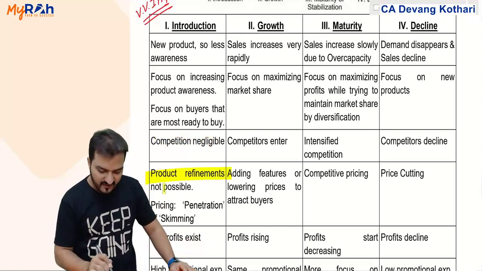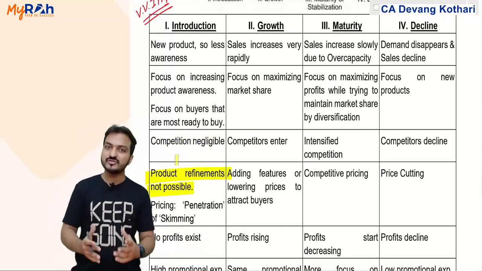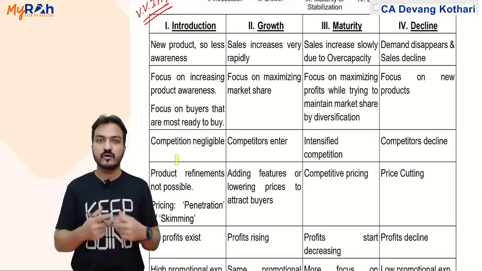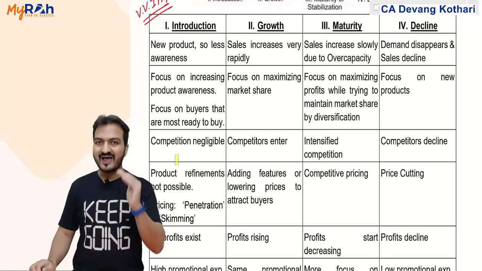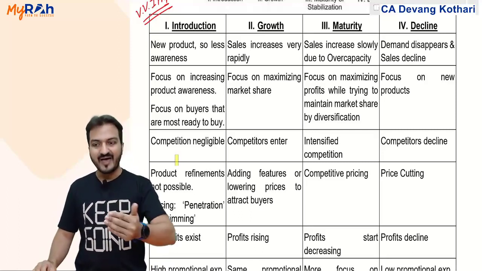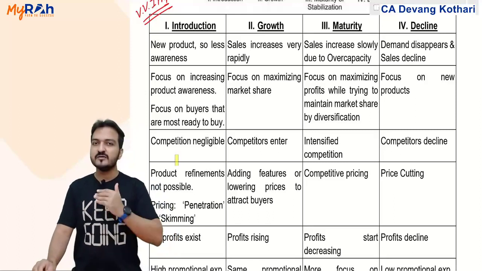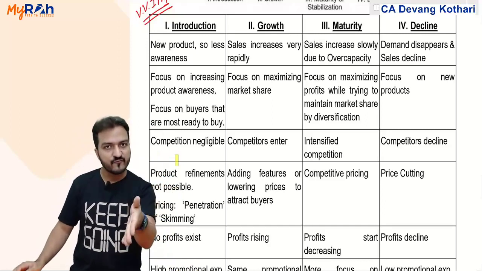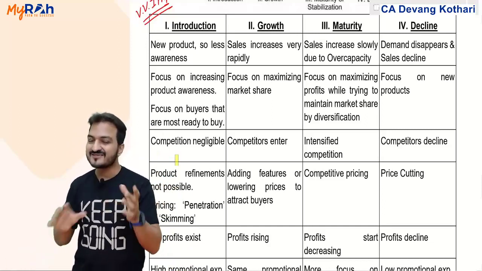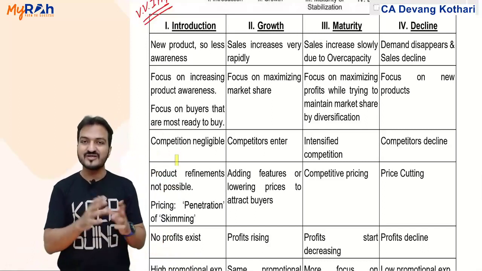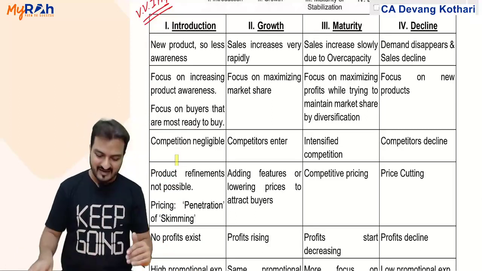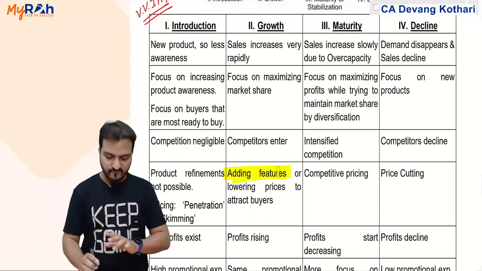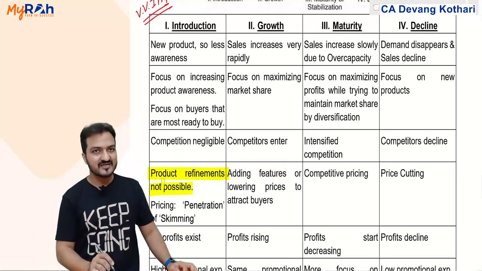Product refinements are not possible because you have just launched a new product. At this time, you don't do any refinement in the product. You don't do any improvements or changes in the product. You remember when Apple launched a new iPhone, at the time of launch, for the next few months, they will not do any changes in that phone. After a few months, they will launch a new color in the same phone. They will launch maybe a new storage capacity in the same phone. Well, that means adding features. That happens later after a few months. During introduction phase, there will not be any refinements in the product.